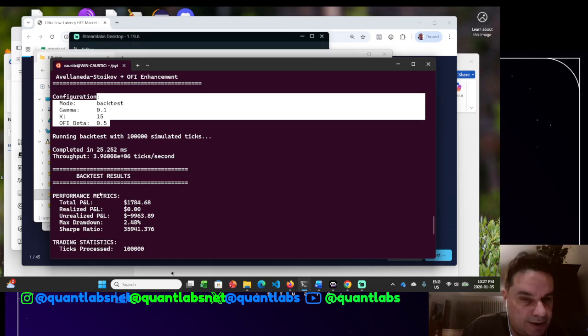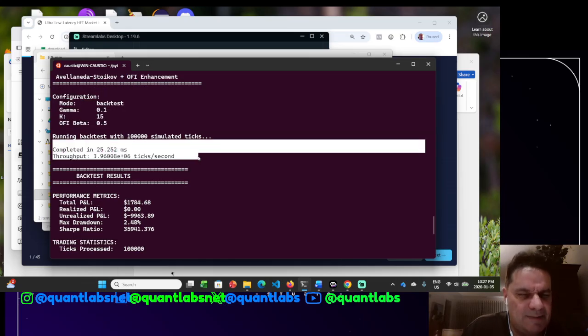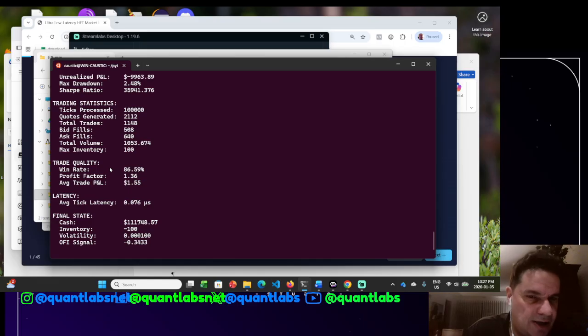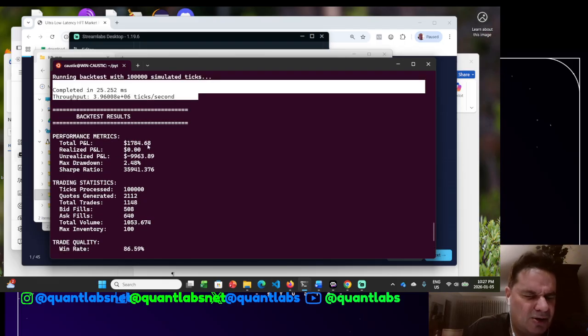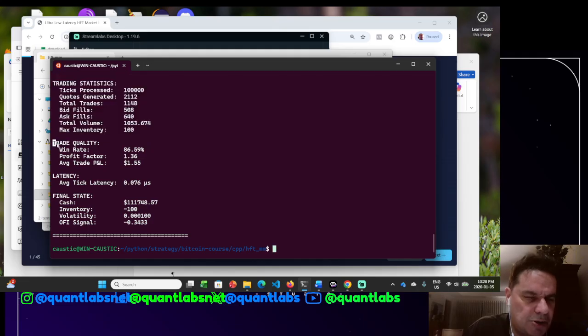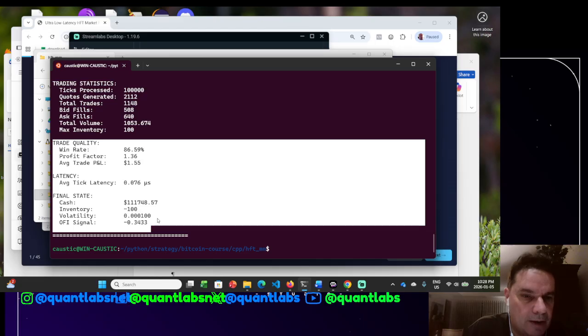We also have the run beta, and this is the interesting one: the ability to reach a throughput of over 2 million ticks per second on a really good system, running in 25 milliseconds. And here are the backtest results. You can change this. It starts at 100,000, with total P&L, unrealized P&L, max drawdown, Sharpe ratio, which is kind of out of whack, trading statistics, all the usual trade quality, latency, and the final stats as well: cash, inventory, volatility, and OFI signaling.